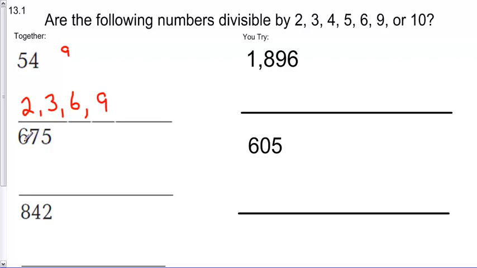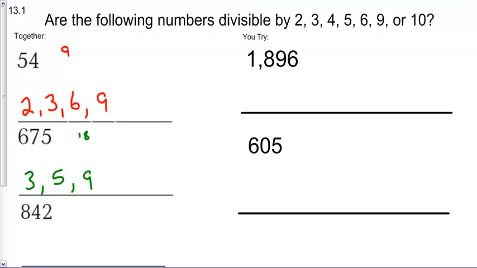Okay, so 3. Well, I got to add them up. 6 plus 7 is 13. 13 and 5 is 18. I'm going to write it right up here just so I remember. So it is divisible by 3. How about 5? Oh, it ends in a 5, so it's divisible by 5. How about 9? Oh, the sum of the digits is a multiple of 9, so it's also divisible by 9.